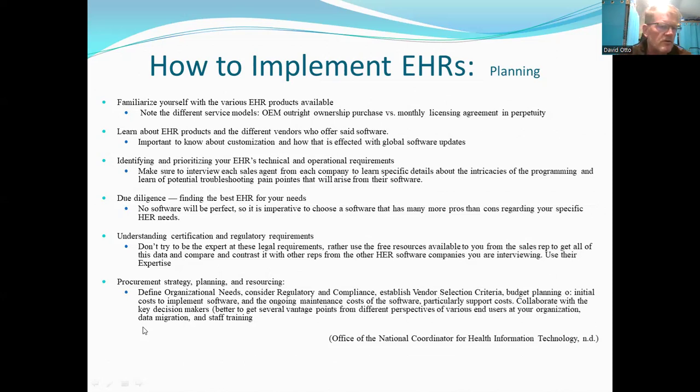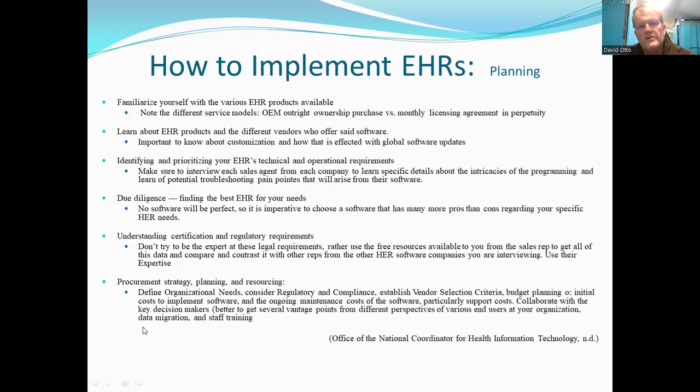You need to do due diligence in finding whatever EHR is going to best suit your needs for what your practice wants to produce with respect to records and compliance. No software will be perfect, but it's imperative to choose a software that has a lot more pros than cons, and try to get the one that fits your office the best with the least amount of cons.